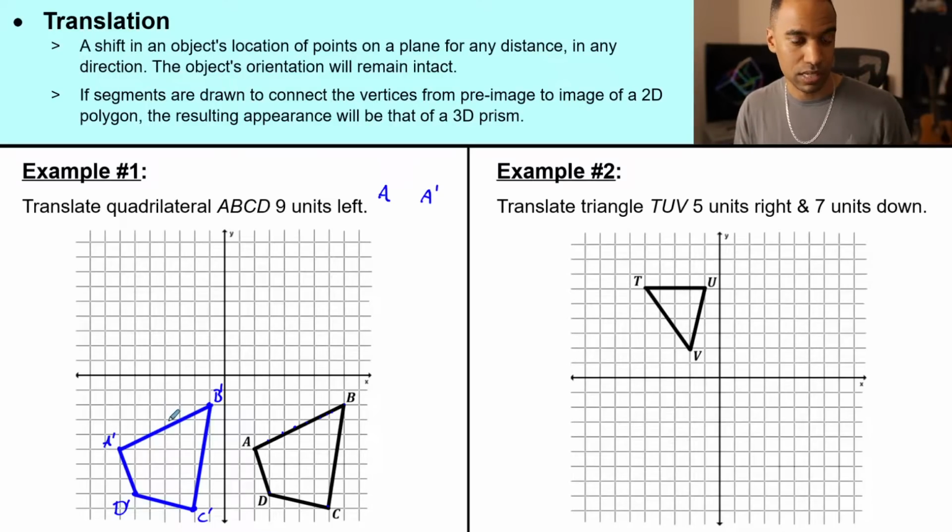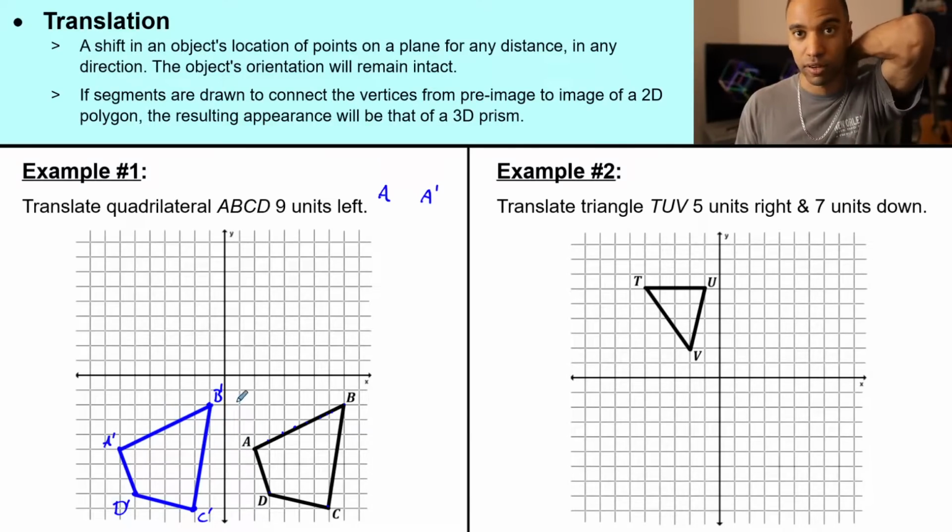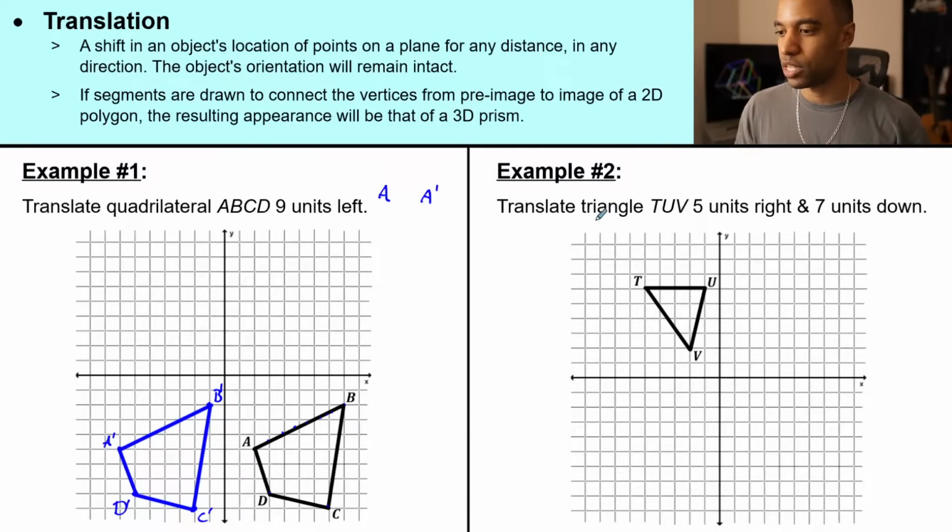Connecting the dots just completes that full thing. So there's the transformation there for example number 1. All right, example number 2: translate triangle TUV 5 units right and 7 units down. So now we're going to take all these things here.